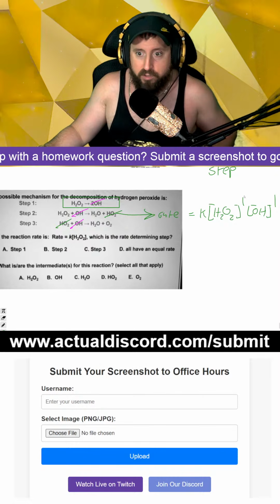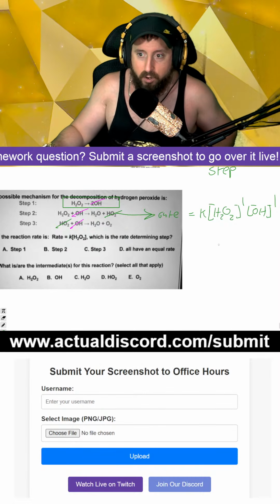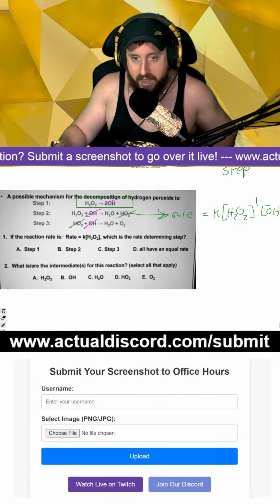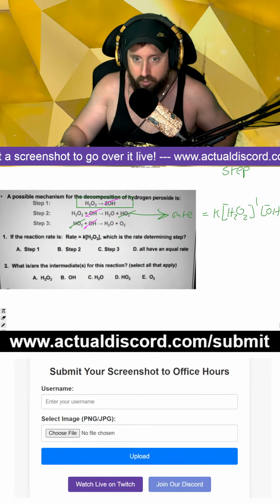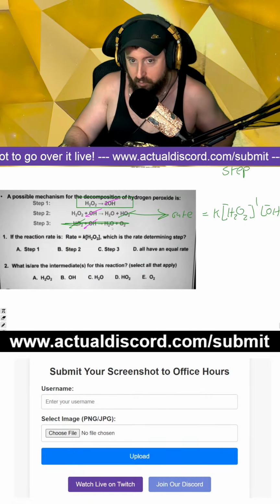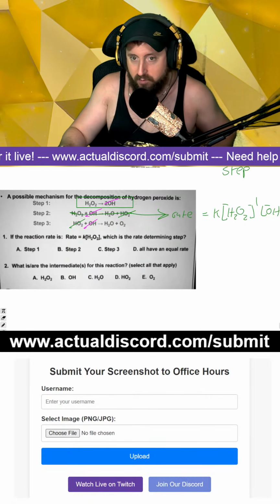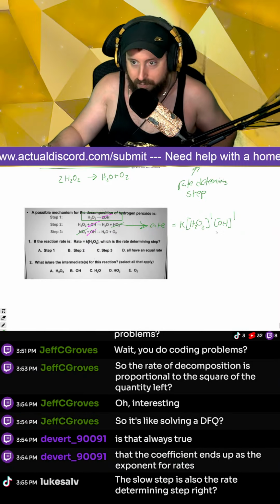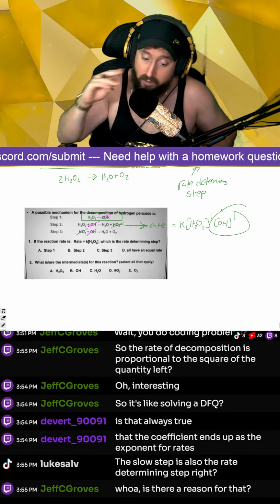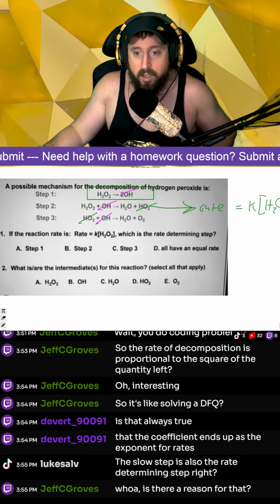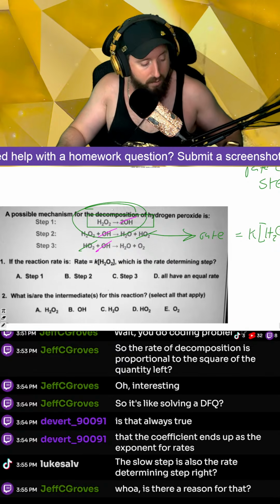Exactly, Luke. Yeah, the slowest step is always the rate determining step. So if the overall reaction rate here is first order in H2O2, it can't be this one, because this one doesn't have any H2O2. It can't be this one because that would also be dependent on the concentration of hydroxide in your reaction. And so this one is just this.